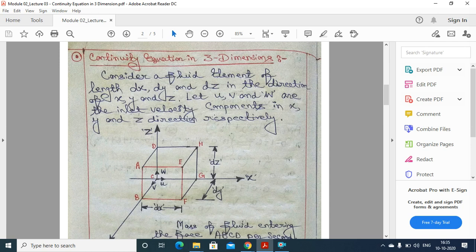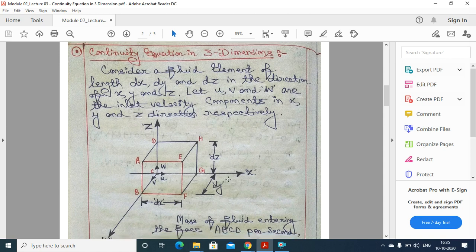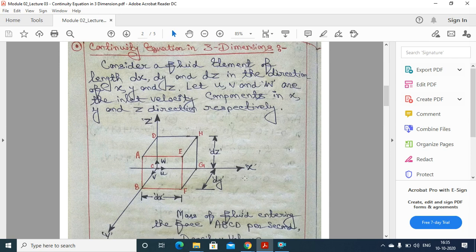Now, as it is three-dimensional, there will be three coordinates: one will be the x axis, one will be the y axis and the other one will be the z axis, and these three axes will be mutually perpendicular to each other.